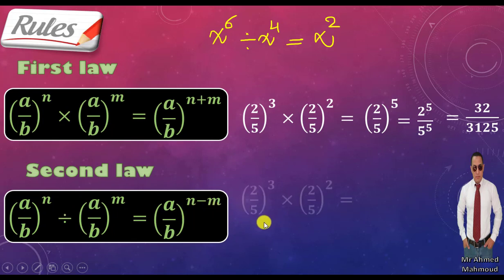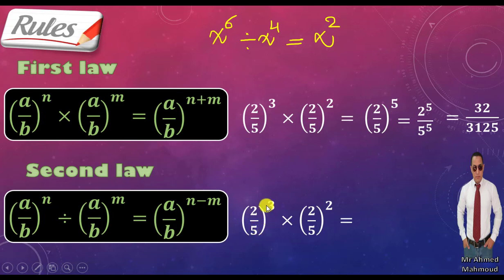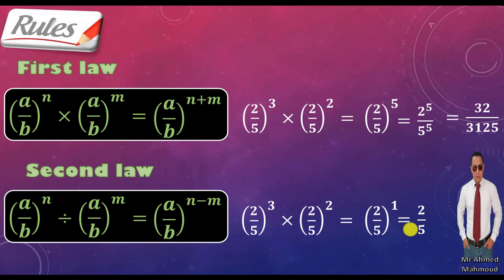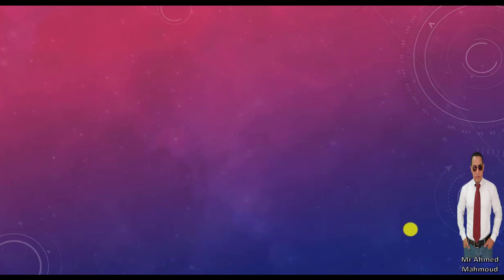For example, if we have (2 over 5) all power of 3 divided by (2 over 5) power of 2, I'm going to write down 2 over 5 and 3 minus 2 equals 1. And we know that (2 over 5) power of 1 equals 2 over 5. Okay, this is the second law. Let's solve the first question.